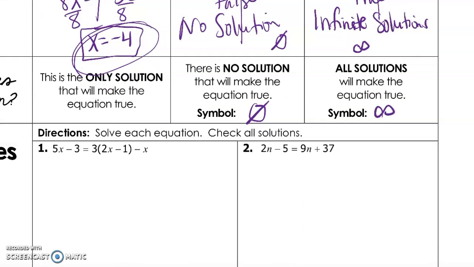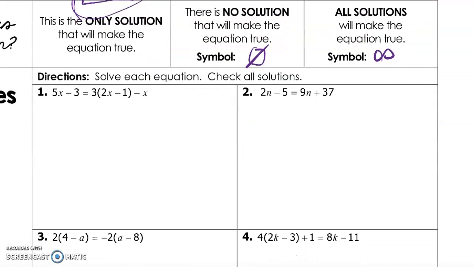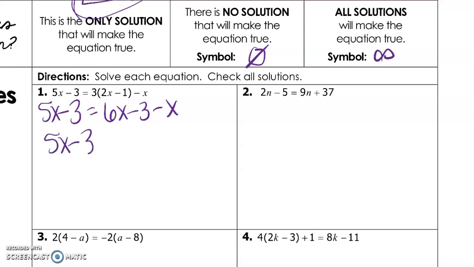All right, so let's try these 4 out here. We have 5x minus 3 equals 6x minus 3 minus x. Again, if you want to do the distributing and combining all in one, if you feel comfortable with that, you can. What we would have is 5x minus 3 equals, those two together give me 5x minus 3. So again, some of you will recognize exact same thing on the left and on the right gives us infinite. If they match exactly, you're going to have infinite solutions.